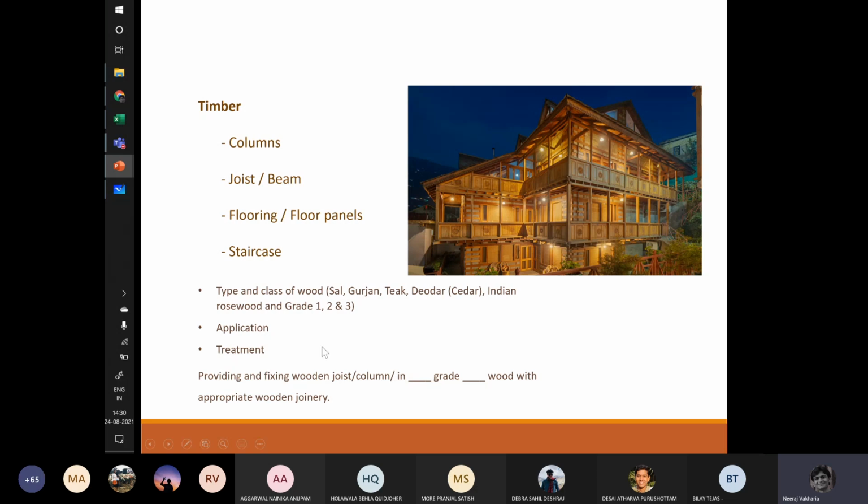Whenever you are writing the specification for a wooden structure, you have to write providing and fixing wooden joist or column. Now don't write slashes, write proper words. If you are using it for beam, then write beam. If you are using it for rafters, then write rafters. Columns, whatever it is, write it accordingly. For example: providing and fixing wooden beam in teak wood of grade 3, in third grade teak wood, with appropriate wooden joinery.